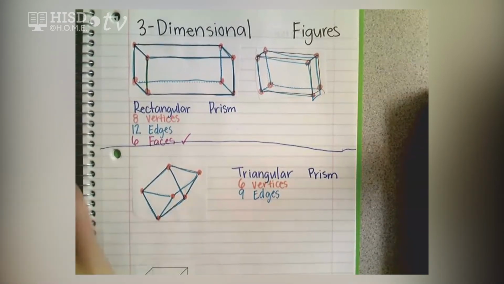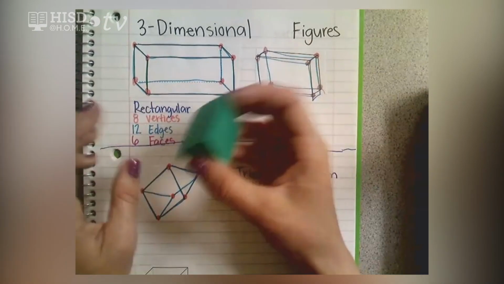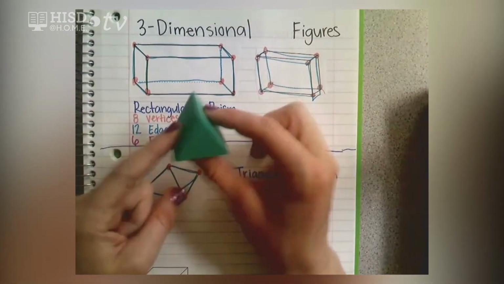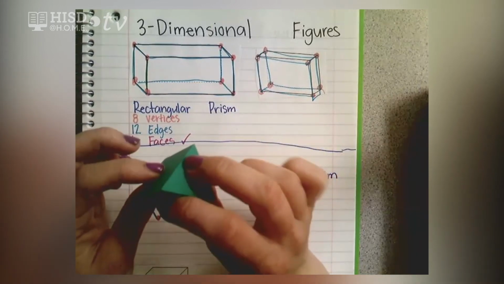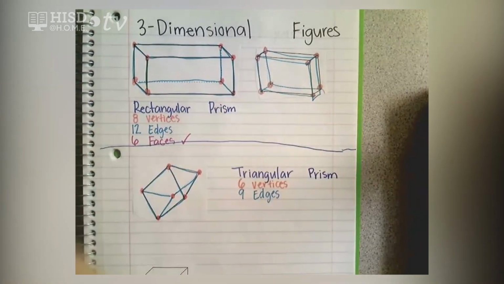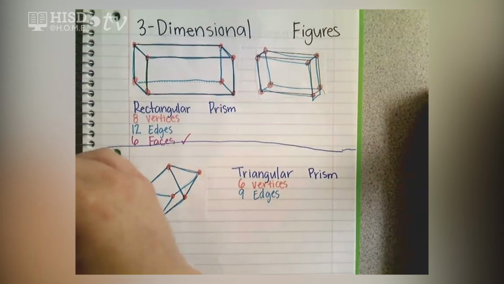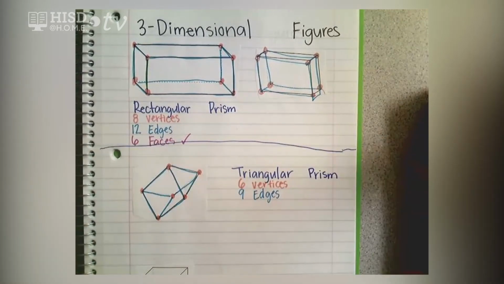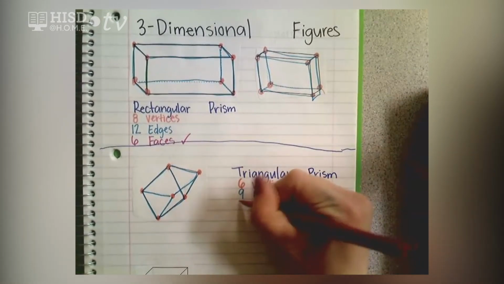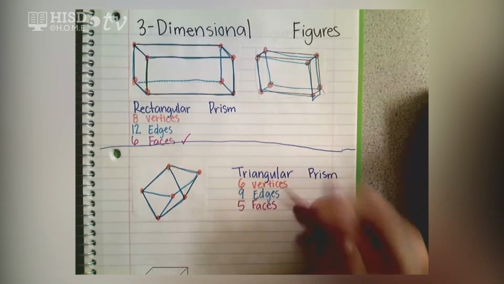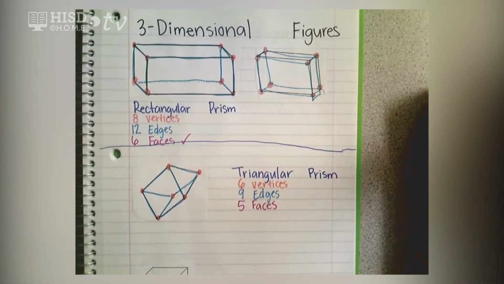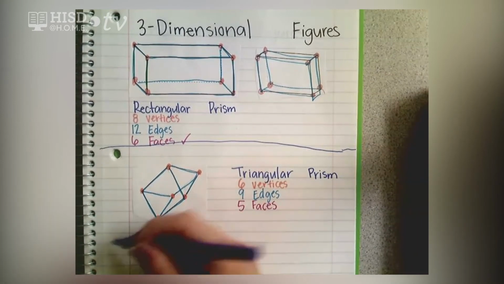And our faces, I'm just going to use this to count up. I have 1, 2, 3, and then 4 and 5 on the other side. So I have a total of 5 faces. I'm going to give you guys a minute to write this down. 30 seconds should be enough.